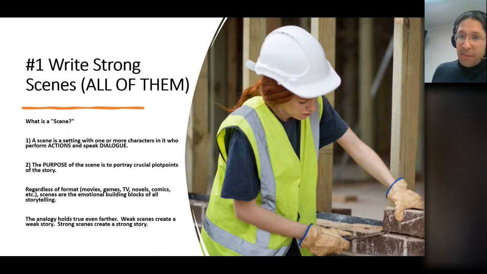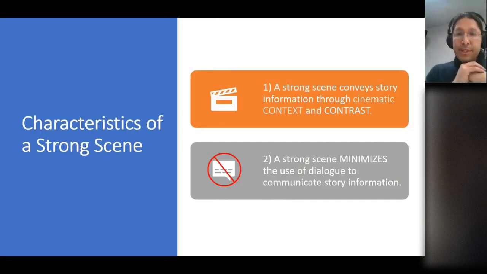Regardless of the format, movies, games, TV, novels, comics, scenes are the emotional building blocks of all your storytelling. The analogy holds true even farther. Weak scenes create a weak, boring story. Strong scenes create a strong and interesting story. And we're about to see exactly how. So what is a strong scene? A strong scene conveys information through cinematic context and contrast. A strong scene minimizes the use of dialogue to communicate crucial story information to readers.